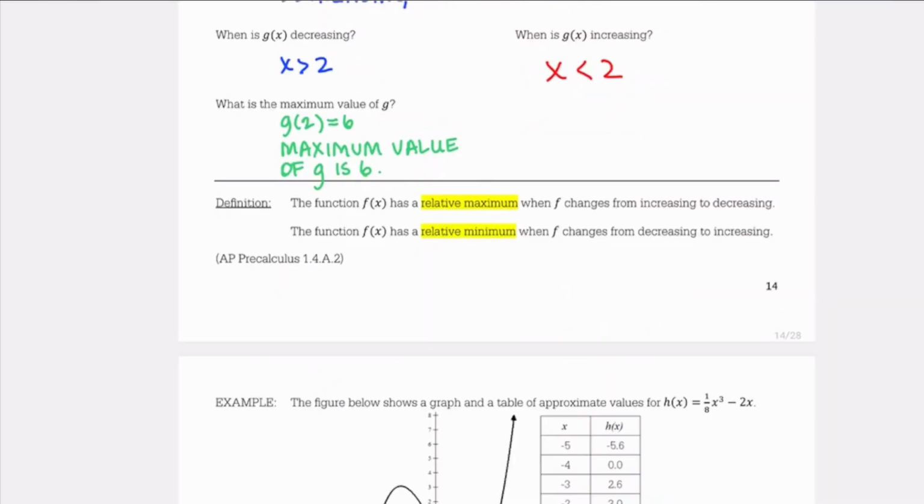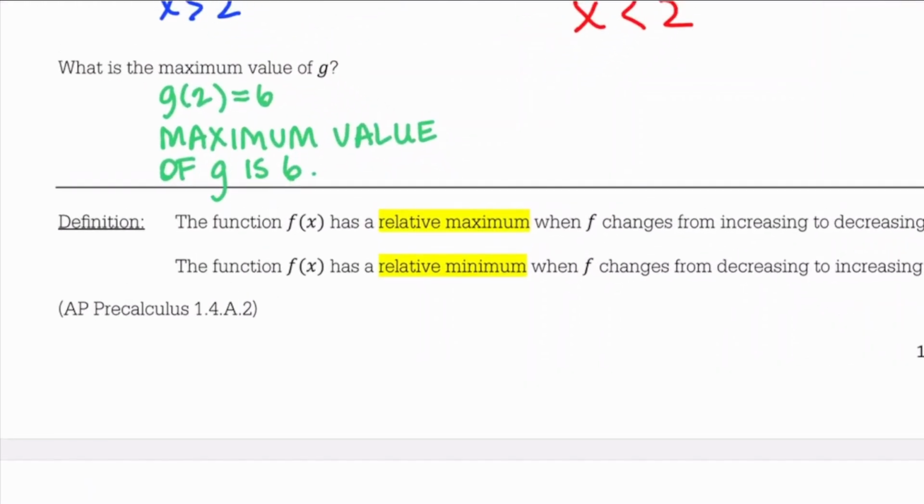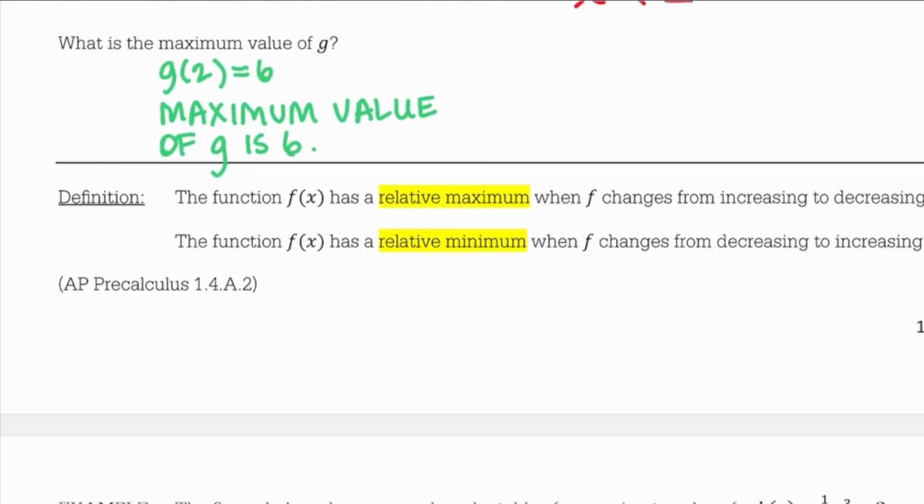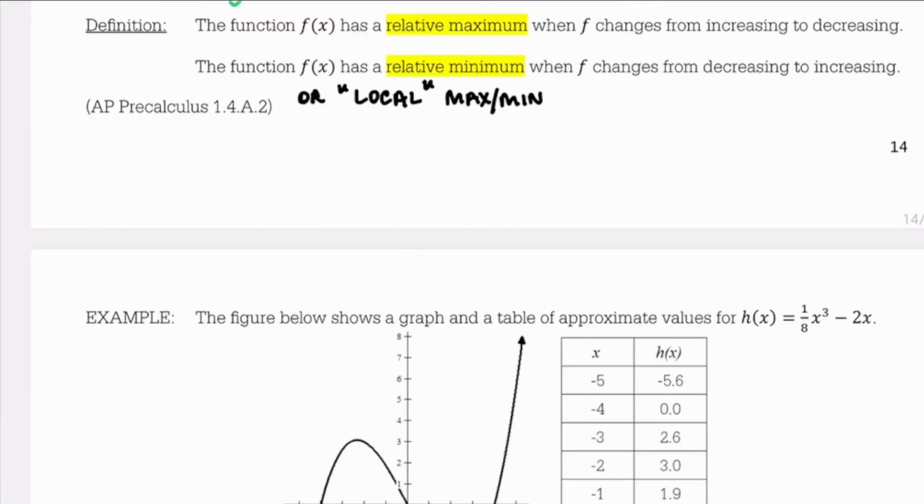Now, on the topic of maximum and minimum, we're going to define that right here. A maximum in this class is just going to be where f changes from increasing to decreasing, and a minimum will be a place where a function changes from decreasing to increasing. One thing that you need to know is that oftentimes they're called relative maximum, relative minimum, but they can also be called local maximum and local minimum. It's the exact same thing.